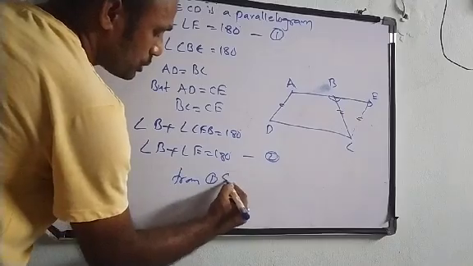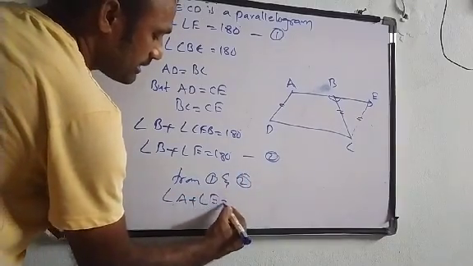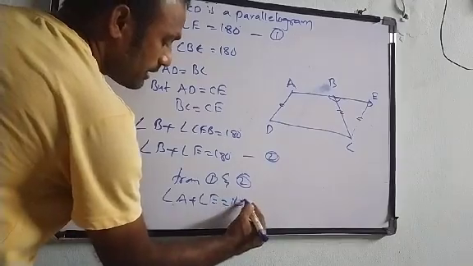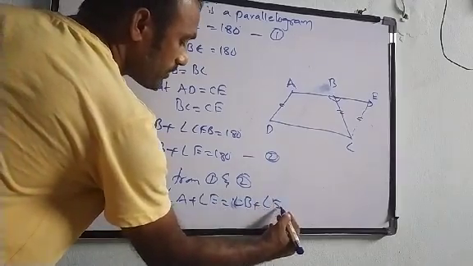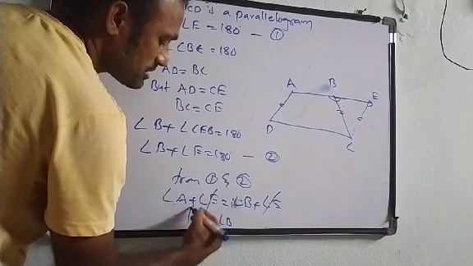So from 1 and 2, angle A plus angle E is equal to angle B plus angle E. Angle E gets cancelled. Angle A is equal to angle B, which is the first proof.